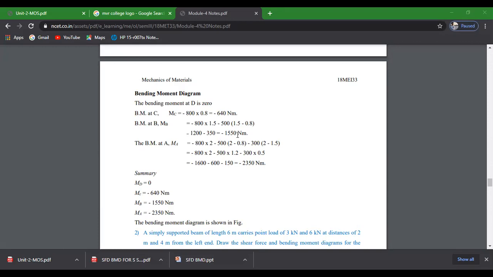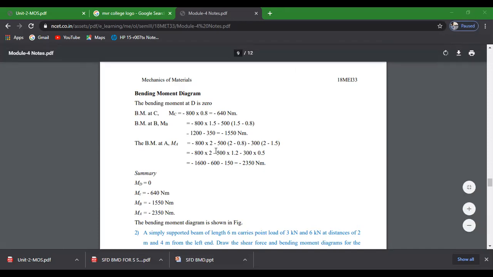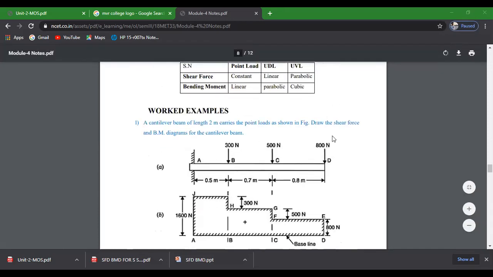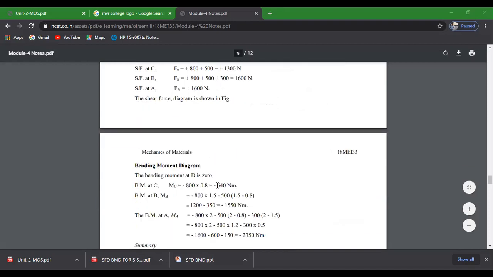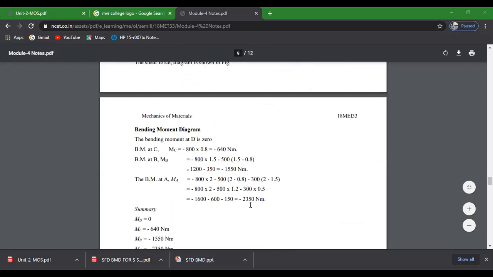The bending moment at the point A is equal to 800 multiplied by 2. We need to calculate at the point A. The moment due to 800 newtons will be 800 multiplied by 2 meters, then 500 newtons multiplied by 1.2 meters, and 300 newtons multiplied by 0.5 meters. The answer could be negative 2350 newton meter.